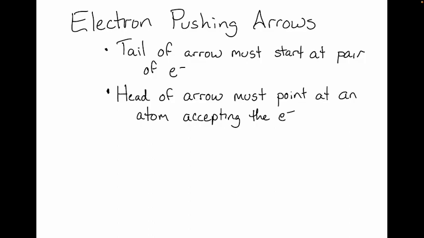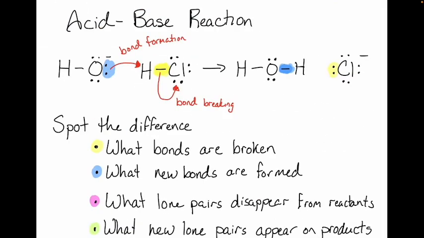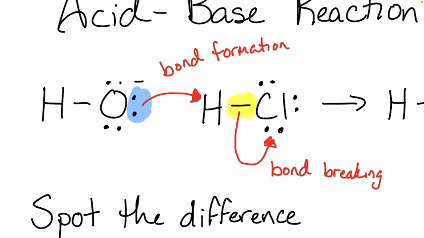The tail of the arrow, and let's just go back and look at them. The tail of that arrow is at a pair of electrons. It could be a lone pair of electrons or a bonding pair of electrons, but the tail of the arrow has to start at a pair of electrons. And the head of the arrow is pointing to an atom, right? And that's the atom that's going to accept that pair of electrons. Okay? So these are really important rules to keep in mind, because if you draw your arrows backwards, it is not correct.